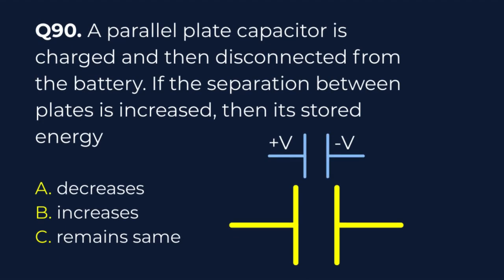Question 90. A parallel plate capacitor is charged and then disconnected from the battery. If separation between plates is increased, then its stored energy: a) decreases, b) increases, c) remains same.